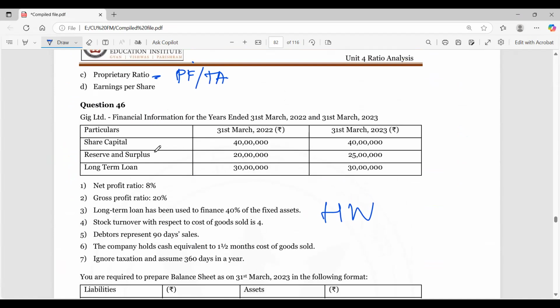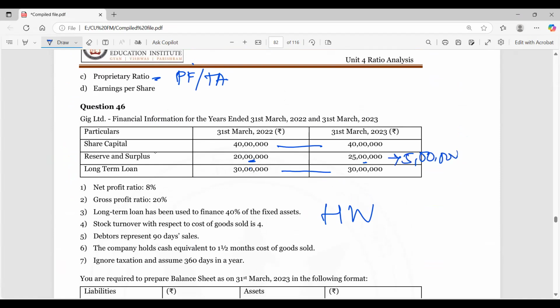Listen. In this question, opening and closing balance of share capital is given. There is no change in that. Opening and closing balance of long-term loan is given. No change in that. Reserves and surplus, beginning it is 20 lakh. Closing it is 5 lakh. What is the difference of 5 lakh rupees? That extra 5 lakh rupees is nothing but your net profit. Clear? That's all. Apart from this, the question is extremely easy. You can do it.